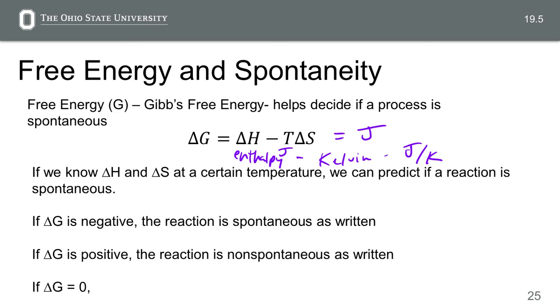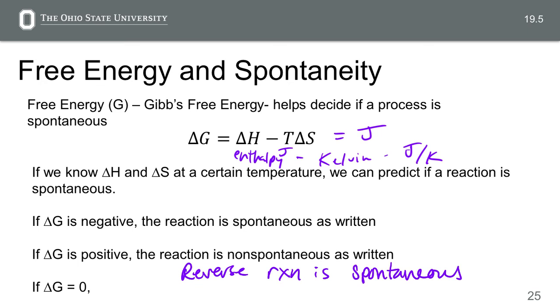So if we know the enthalpy and we know the entropy for a given reaction at a certain temperature, we can predict whether a reaction is spontaneous. If delta G is negative, the reaction is spontaneous in the direction written. So it will spontaneously form products. If delta G is positive, the reaction is non-spontaneous as written. But the reverse reaction, Rxn for reaction, is spontaneous. Okay.